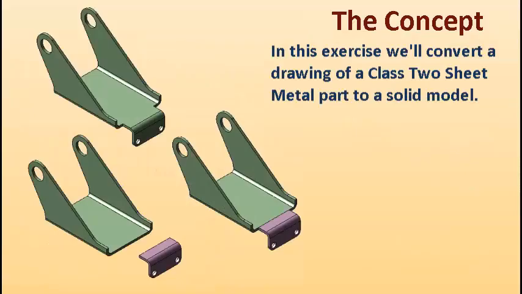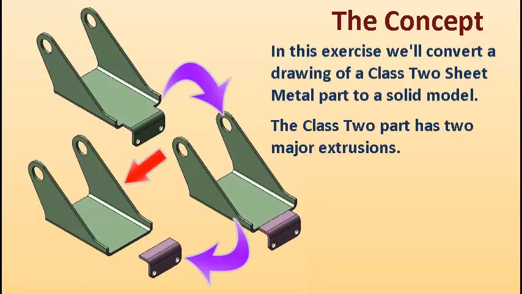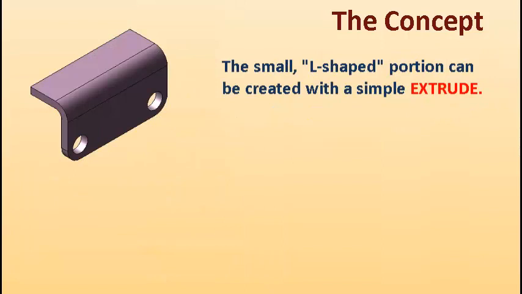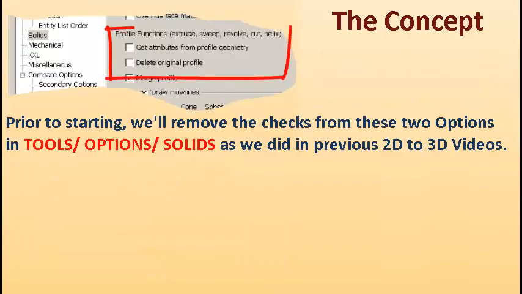In this exercise, we'll convert a drawing of a Class 2 sheet metal part to a solid model. The Class 2 part has two major extrusions. The more complicated portion can be created by extruding the complex profile, blending the bottom edges, and then shelling the part. The small L-shaped portion can be created with a simple extrude.